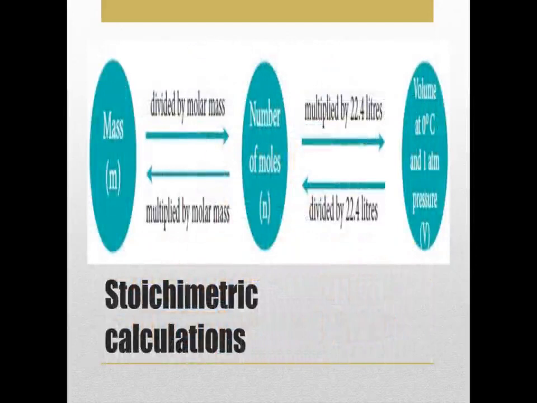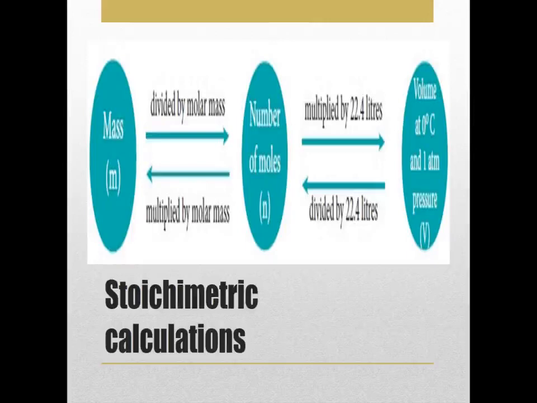Now stoichiometric calculations, okay. Stoichiometry is the quantitative relationship between reactants and products. It is based on a chemical equation in moles, okay. The quantity of reactants and products can be expressed in terms of mass unit, moles or volume. So these three units are convertible.